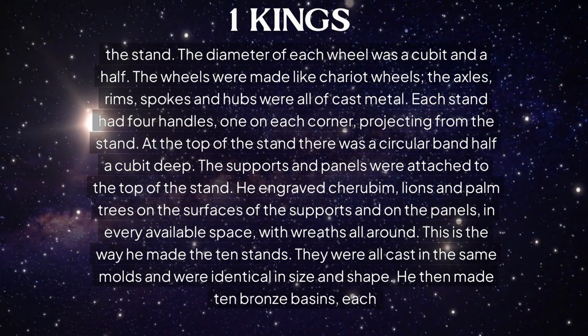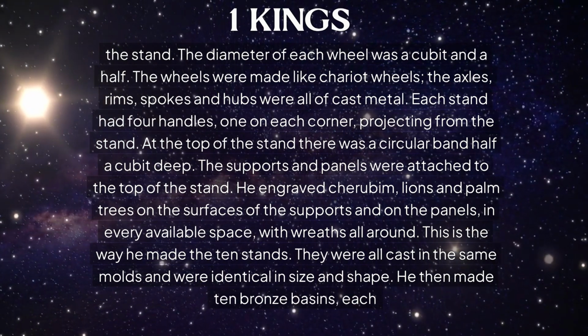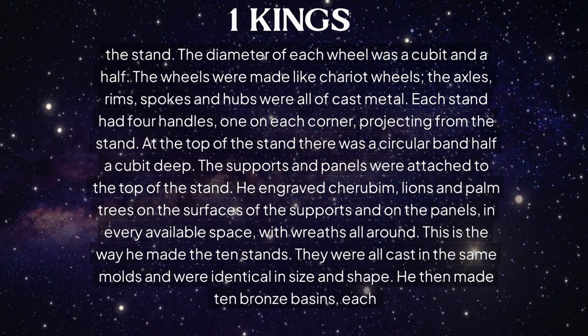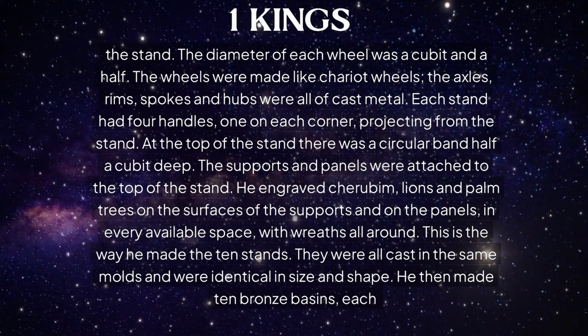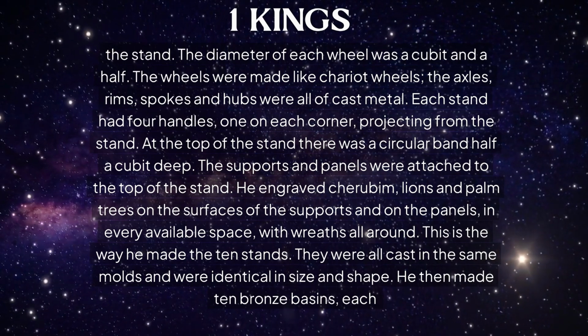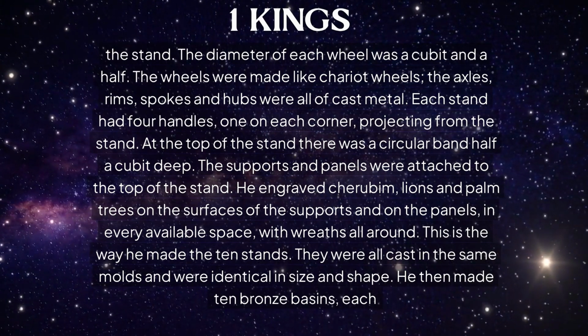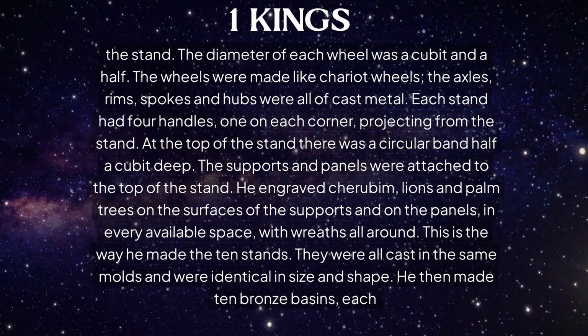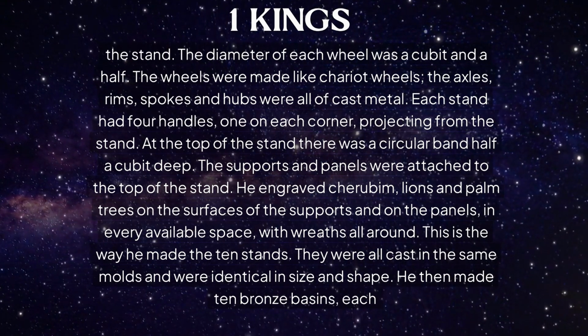Each stand had 4 handles, 1 on each corner, projecting from the stand. At the top of the stand there was a circular band 0.5 cubit deep. The supports and panels were attached to the top of the stand. He engraved cherubim, lions and palm trees on the surfaces of the supports and on the panels, in every available space, with wreaths all around.